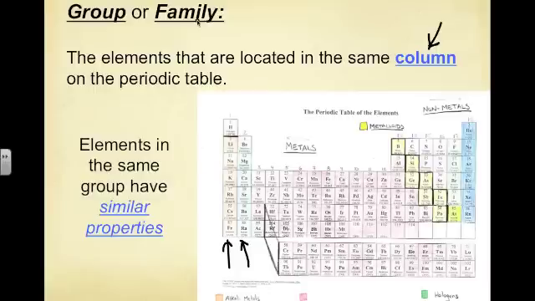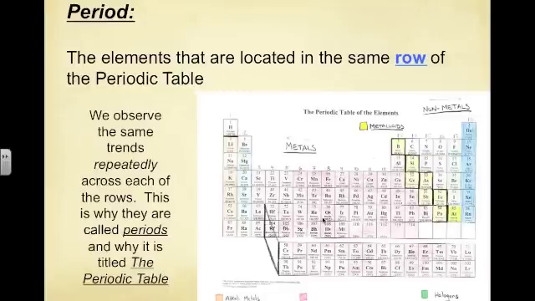And so a group or family is just corresponding to a vertical column on the periodic table. And we know that elements in the same group have similar properties. That's what we use to make predictions about all sorts of elements in here. So the specific example we used in class was copper, gold, and silver all share some similar properties just because they all happen to be in the same column.